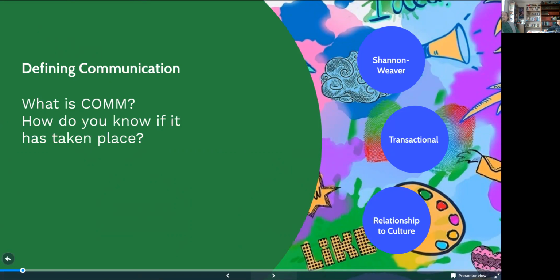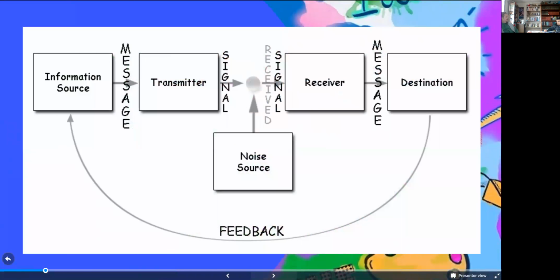And the first one is what we call the Shannon-Weaver model of communication. You've probably seen this before, but it's been a while. I think I usually talk about it even in our basic public speaking class. It's a simple model of communication. There are some problems with it.